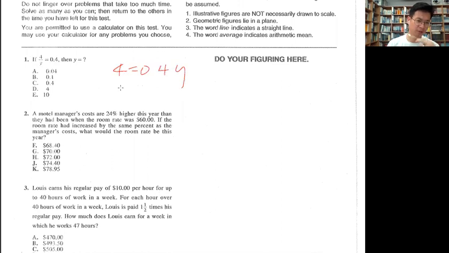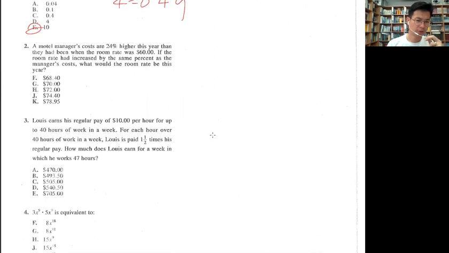A motel manager says the cost is 24% higher this year than last year, when the rate increased by the same percentage as the manager cost. What will be the room rate this year? So 60 times 24%. If you do that, let me see.